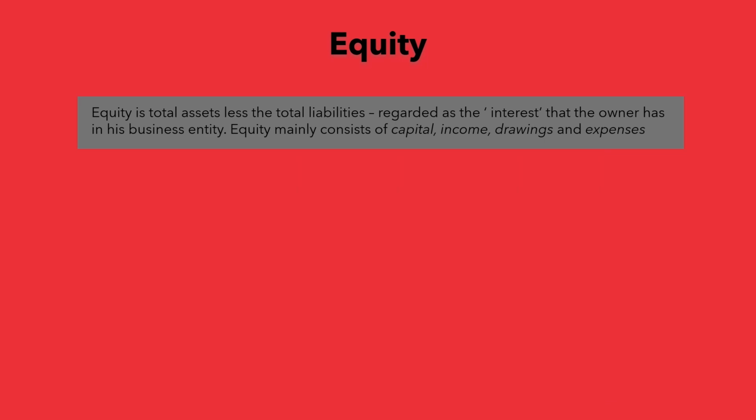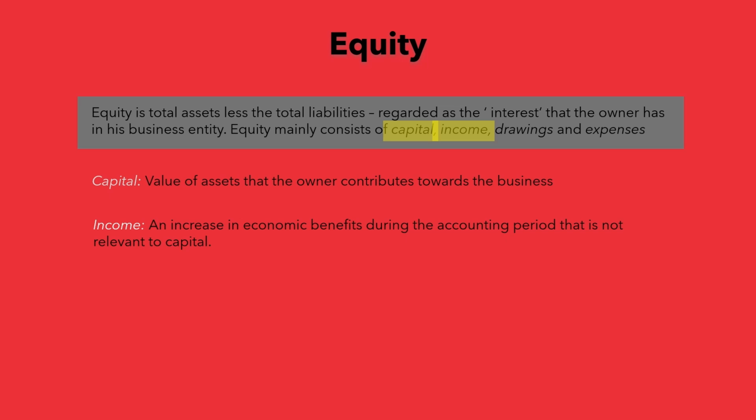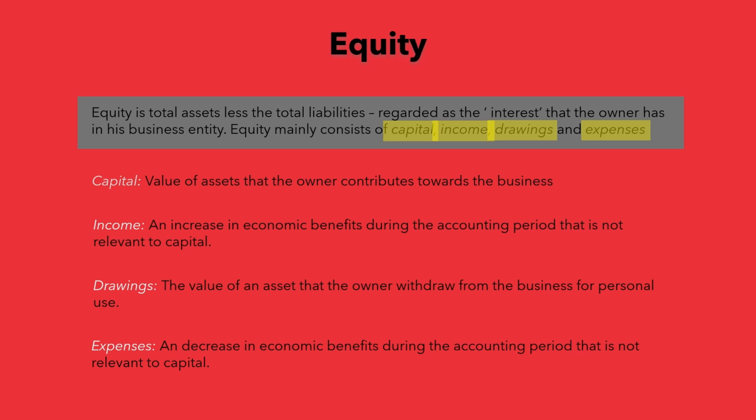First, we have capital. Capital is the value of the asset that the owner contributes towards the business. Income, an increase in economic benefits during the accounting period that is not relevant to capital. Drawings, the value of an asset that the owner withdraws from the business for personal use. And then expenses, a decrease in economic benefits during the accounting period that is not relevant to capital.